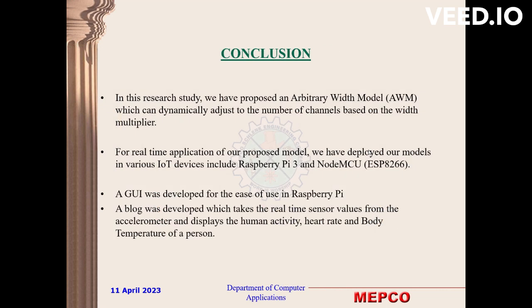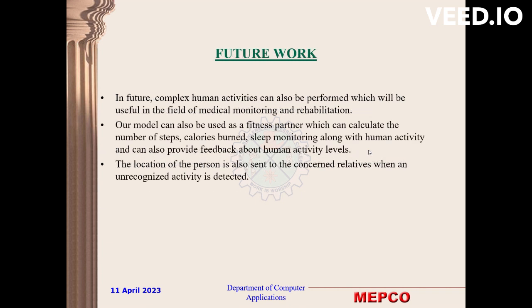Our conclusion: in the research study, we have proposed an adaptive deep network model which can dynamically adjust the number of channels based on the width multiplier. Then a GUI was developed for the Raspberry Pi platform. Then a web page was developed which takes the real-time sensor values from the accelerometer and displays the human activity, heart rate, and body temperature of a person.